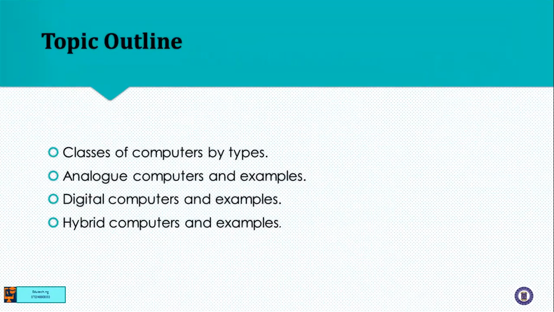Topic outline: classes of computers by types, analog computers, an example, digital computers, an example, hybrid computer, an example. These are the topics that we are expected to discuss in this class.